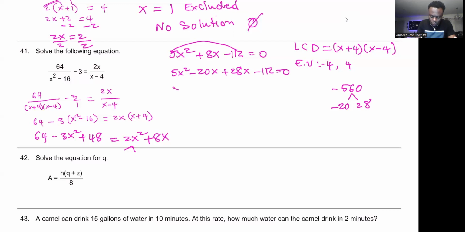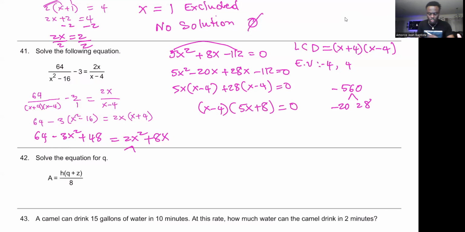Factor by grouping 5x out, so that's x minus 4. Factor by 28 plus 28, x minus 4 equals 0. Factor out x minus 4 again, so that's 5x plus 28, the second factor. Then we have two values, x equals 4 or x equals negative 8, not 28.